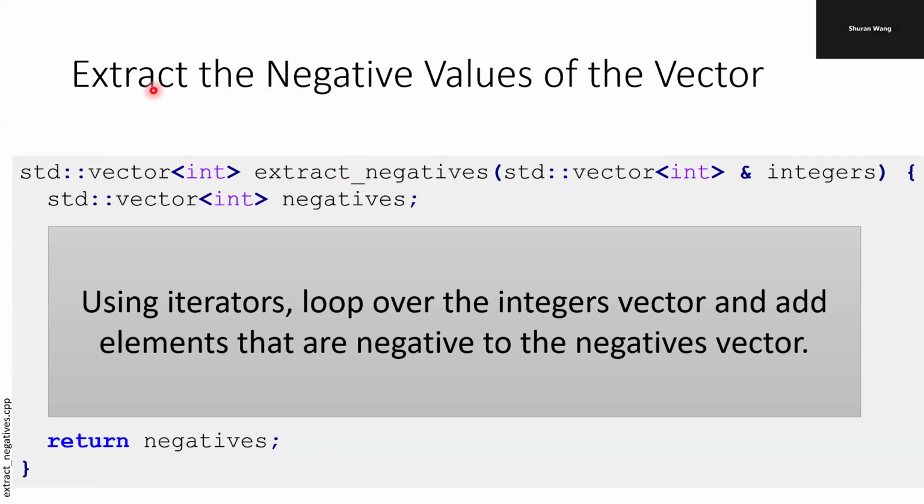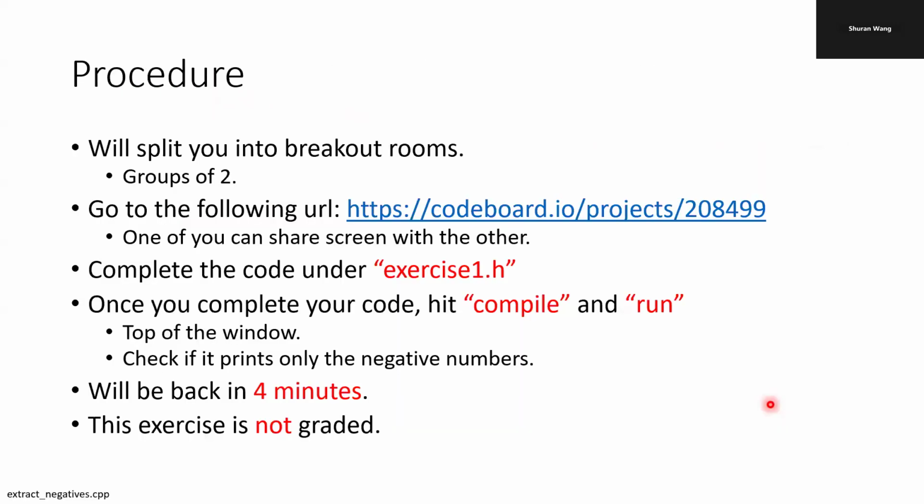For the first exercise, we're given a vector of integers, and we want to, using iterators, loop over the integers vector, and we have this empty vector of negatives. We want to insert all of the negative elements into the negatives vector. Let's go to this URL and complete the code under exercise1.h. And we'll be back in 4 minutes.